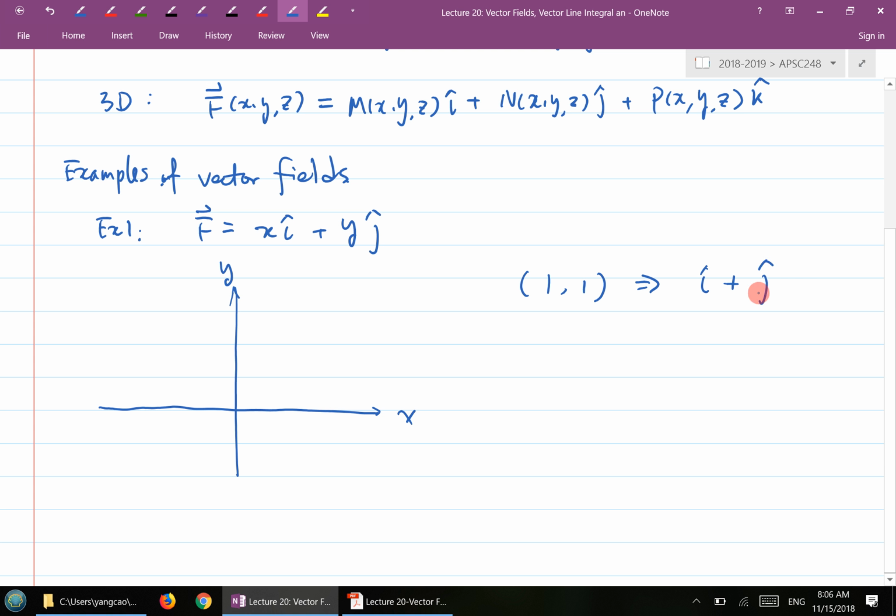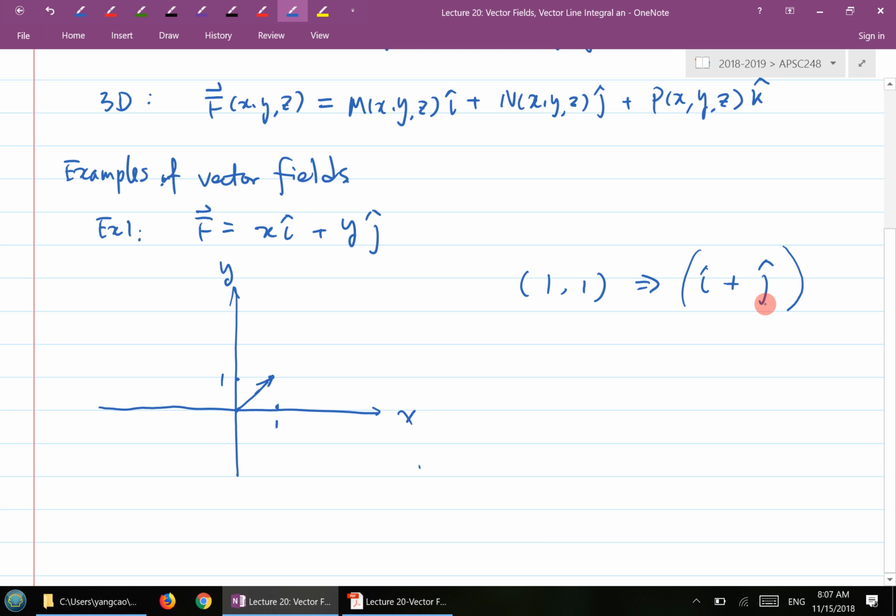If you draw this vector i hat plus j hat, first we say, okay, here's the vector i hat plus j hat, and then you're required to draw it. So let's draw this vector here. What you do is you find 1 here, and then this is 1, 1. So you draw the vector from the origin to 1, 1. So this vector here is your i hat plus j hat.